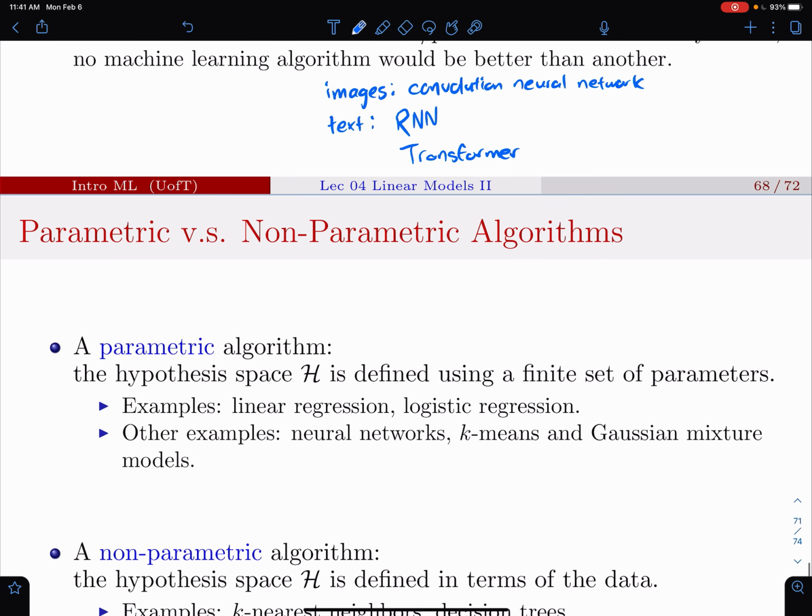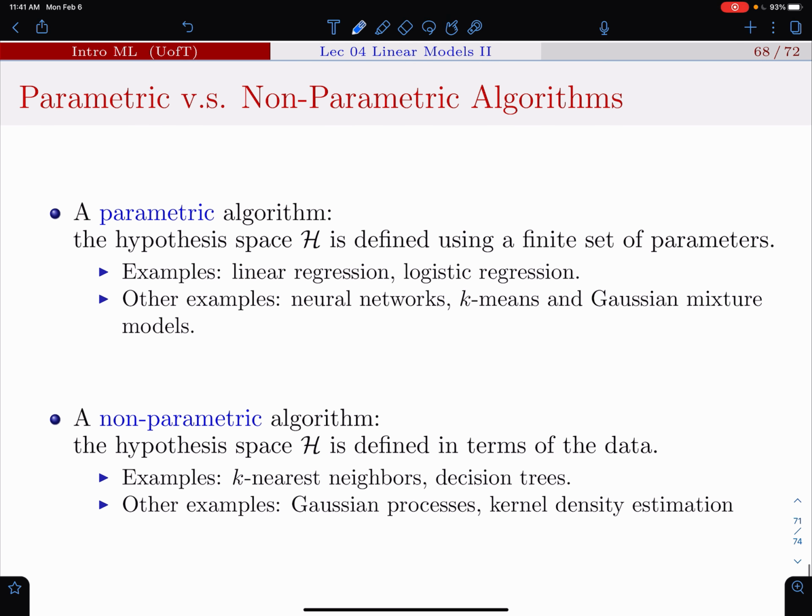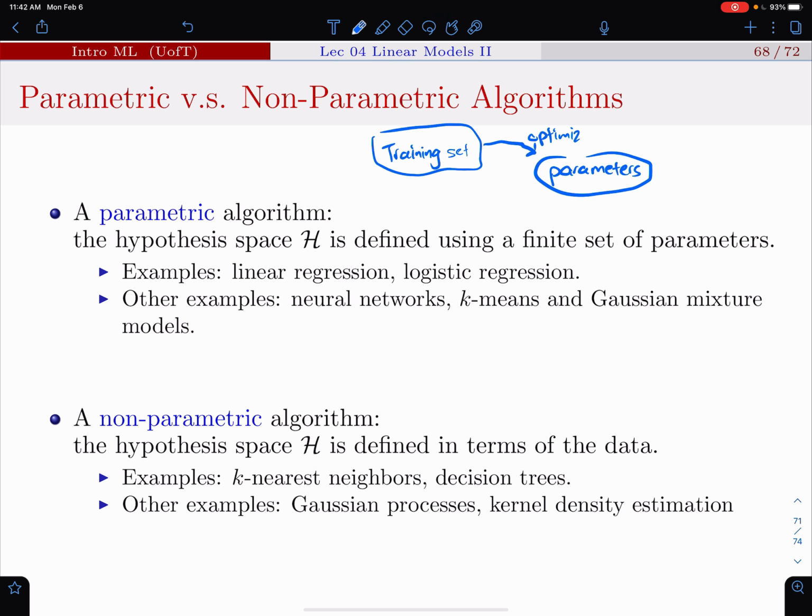And then two ways we can distinguish between different algorithms: there are algorithms that are known as parametric algorithms, where we go in with a set of parameters. The way these algorithms work is we have our training set, and then we have some parameters that we want to learn. We take in the training set and parameters, do some optimization, and then we end up with W final.